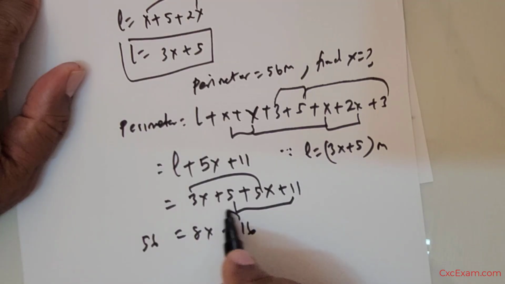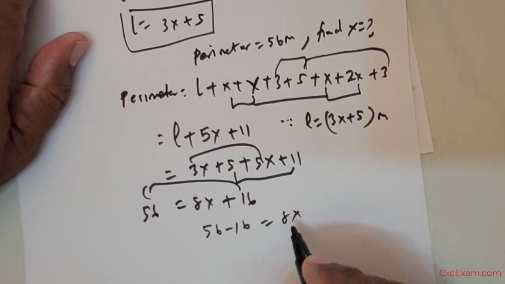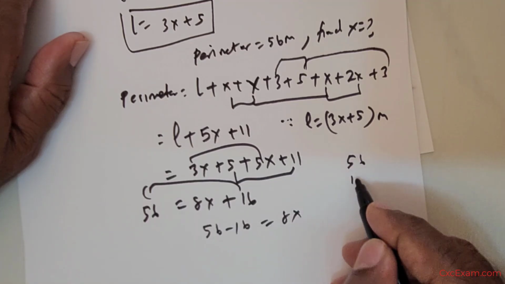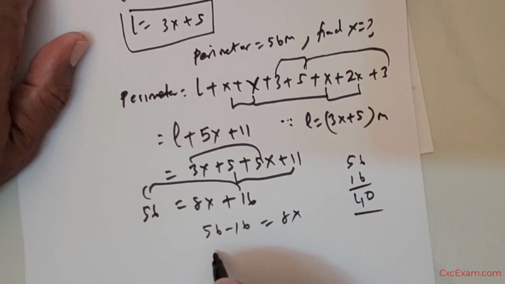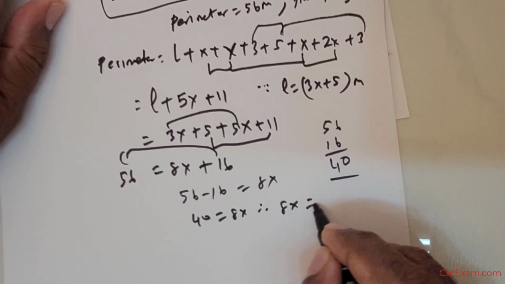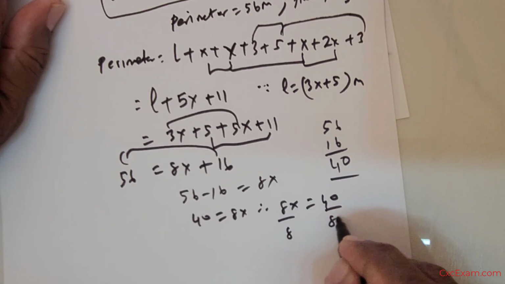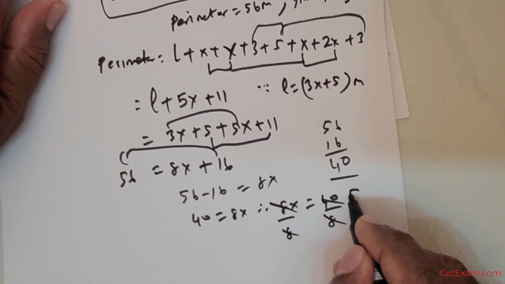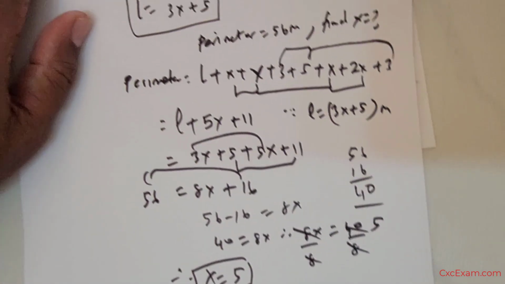Perimeter is given to be 56. Move this to the other side. 56 minus 16 is equal to 8x. From 56 you take away 16, 0, and you get 4. So 40 is equal to 8x. So therefore 8x is equal to 40. You divide by 8 on both sides. 8 divides 40 5 times. So therefore x is equal to 5. So that's the solution for this question.